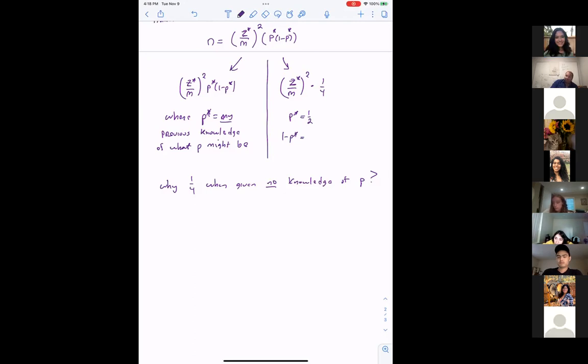If P star is 1/2, what is 1 minus P star? Also 1/2. So what is P star times 1 minus P star in that situation? What is 1/2 times 1/2? It's 1/4, which is where the 1/4 comes from.